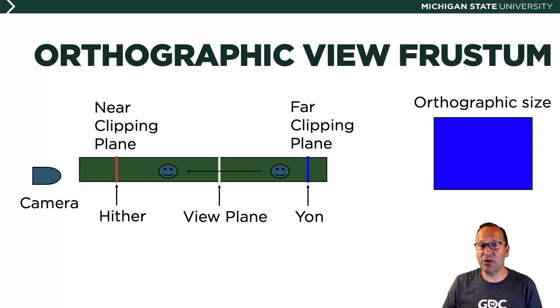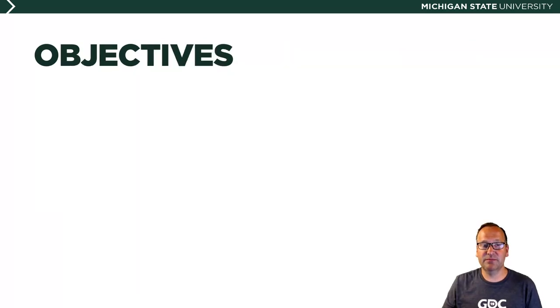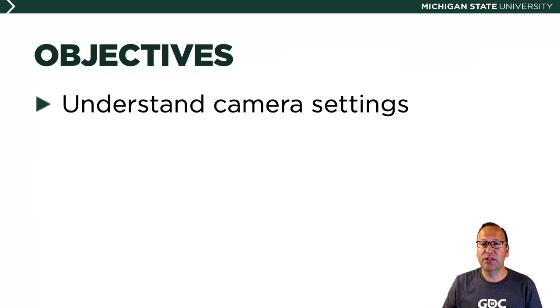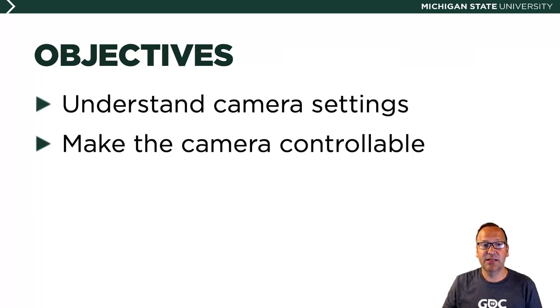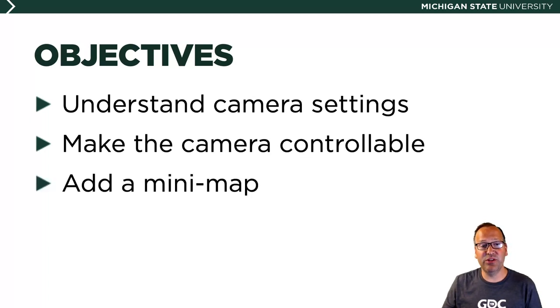The orthographic camera has a rectangular view frustum with a constant field of view, or orthographic size, throughout. Objects, no matter where they are in front of the camera, will appear the same relative size. The same concepts of near and far clipping planes apply to the orthographic camera as they do to the perspective camera. Our objectives in our project are to understand some of the camera settings, make the perspective camera controllable, and add a minimap through the use of a second orthographic camera.